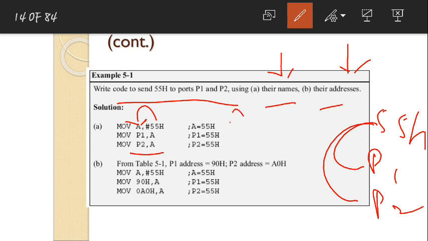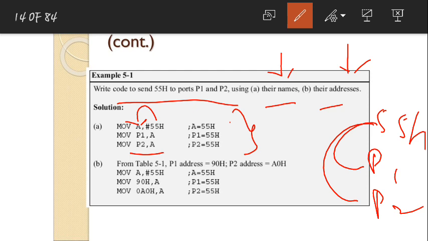So this is by addressing their names, because P1 is the name of the port, and P2 is the name of the port. But if you want to address by address, then the location of P1 is 90H, whereas P2 is A0H. Even remembering the addresses of these different registers is important. If they ask you such questions, then you need to know the addresses and how to access them using addresses.